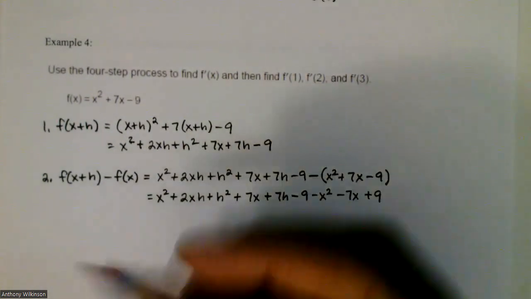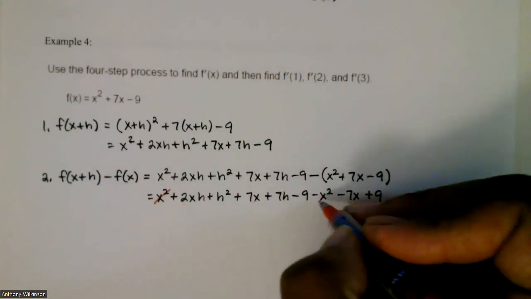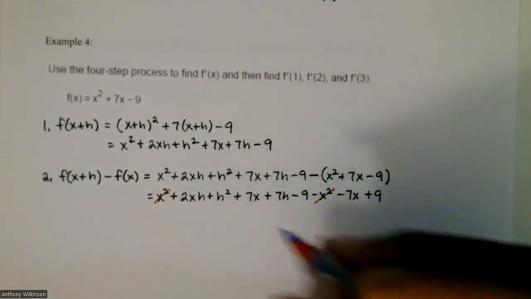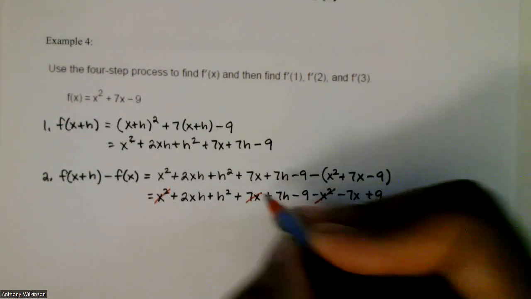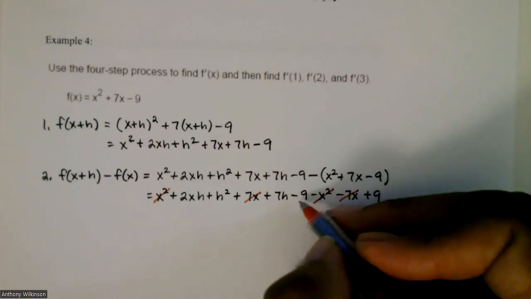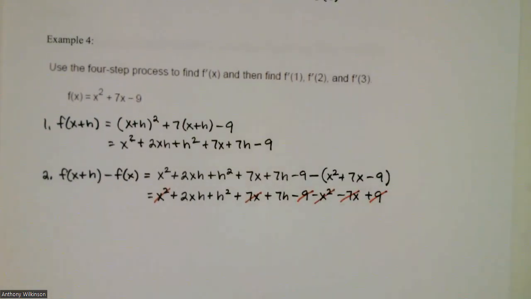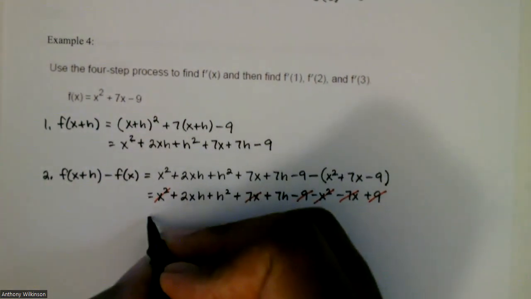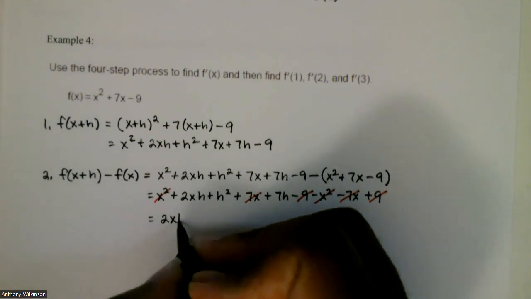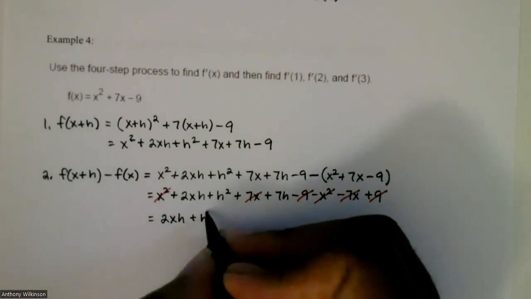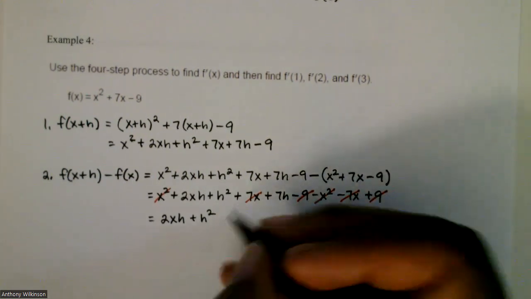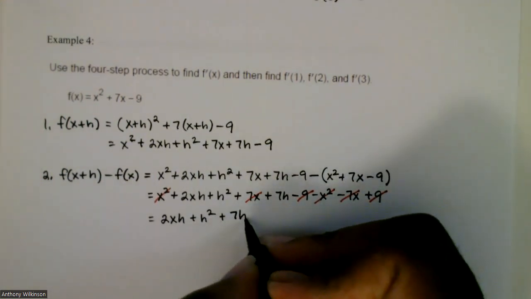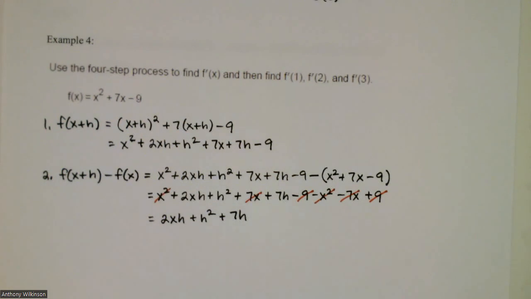So now we can get rid of the x squareds. That adds to 0. We can also get rid of the 7x. 7x minus 7x is 0. Minus 9 and plus 9 is 0. So you're just left with expressions that are in terms of h. So here you got 2xh plus h squared plus 7h. Okay. So all of that was step 2.